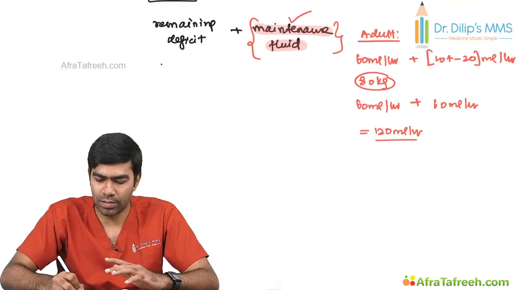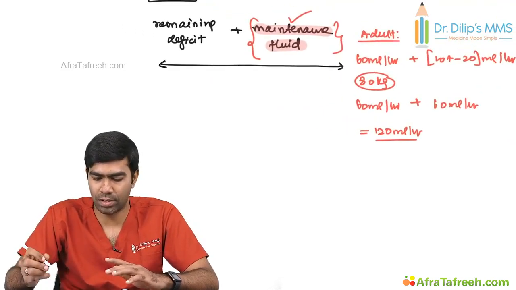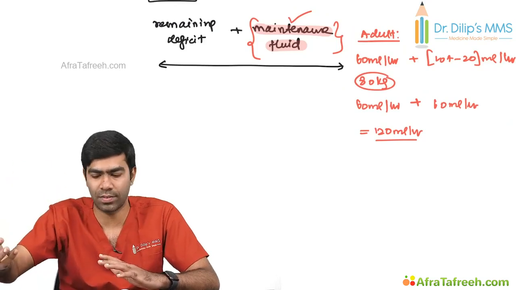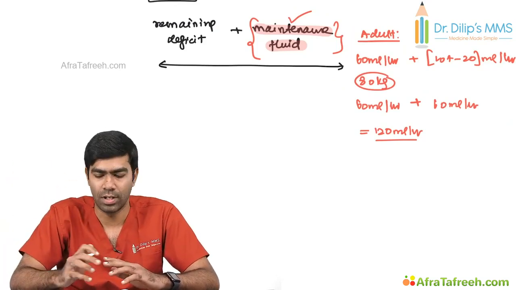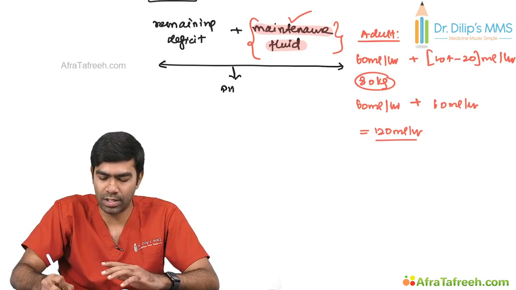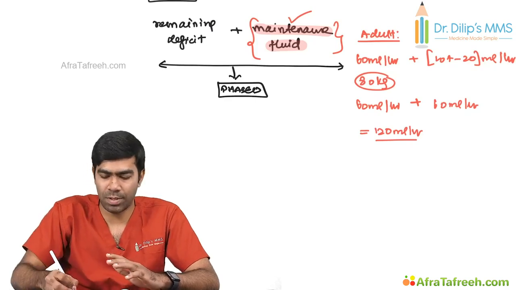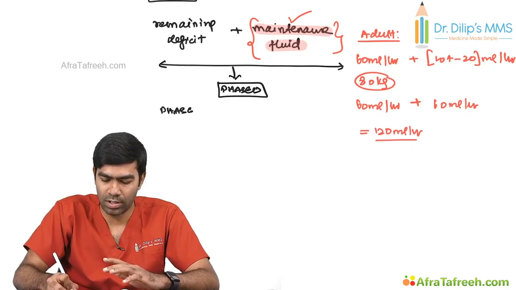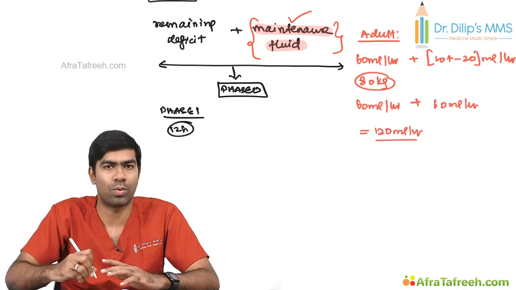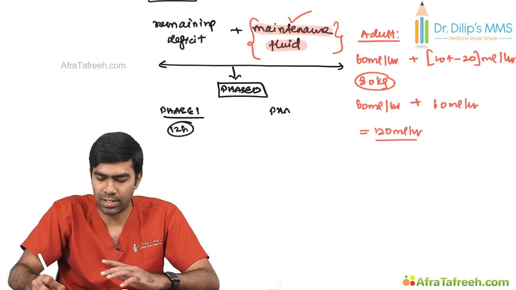So how are you going to give this fluid during the maintenance phase? You have two things. One, you have to correct the remaining deficit. At the same time, you have to give the maintenance fluid as well. So usually we give it in the form of phased replacement. So what do you mean by phased replacements? You have phase 1, which goes for around 12 hours, and a second phase replacement, which goes for 24 hours.